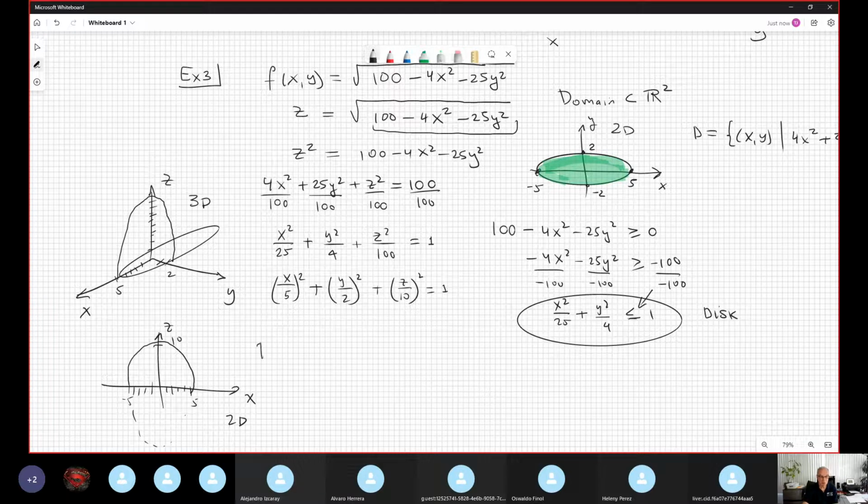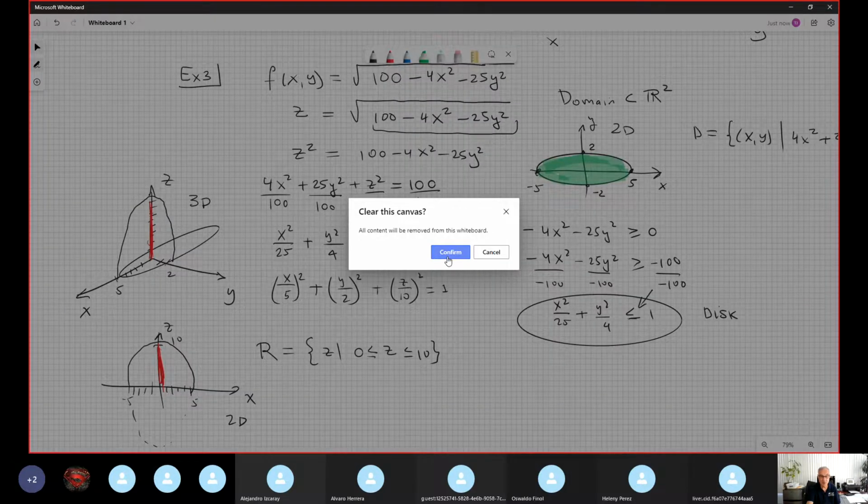Therefore, the range is the z value such that z is in between 0 and 10. Okay, it's that part. Let me highlight that part in 3D. Clear? Clear? Nothing, no questions, no confusion. Hey guys, clear. Okay, good. Let me erase. We have one more, and that's it for this part of domain and range.